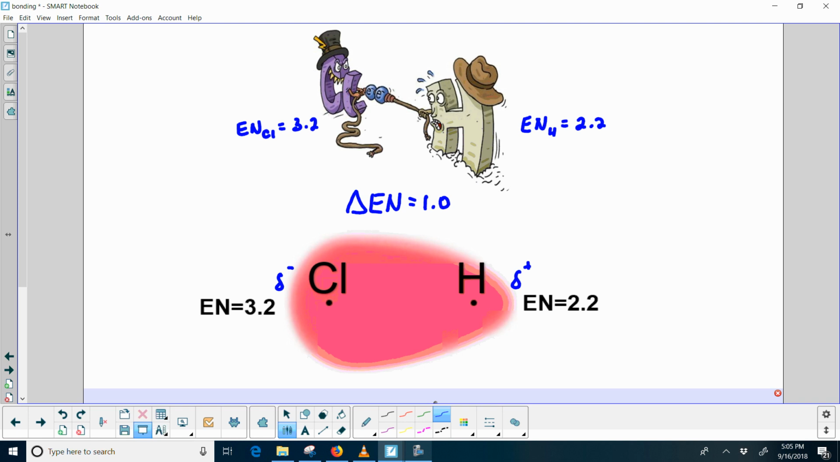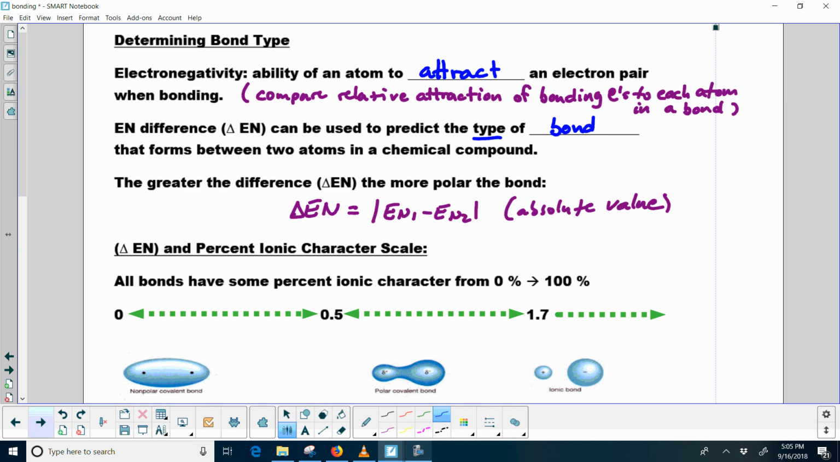Now, we don't always have these charges, and sometimes they're extreme charges, you'll see with ionic bonds, but the electronegativity gives us a rough idea of what kind of bonds will be present. It's the difference in electronegativity. So this is in your workbook. Now, you'll be filling this in. Again, it basically just goes through what I just said. The electronegativity is the ability of an atom to attract an electron pair when bonding. So you're comparing the relative attraction of bonding electrons to each atom. You find the difference in electronegativity, and here's the important thing.